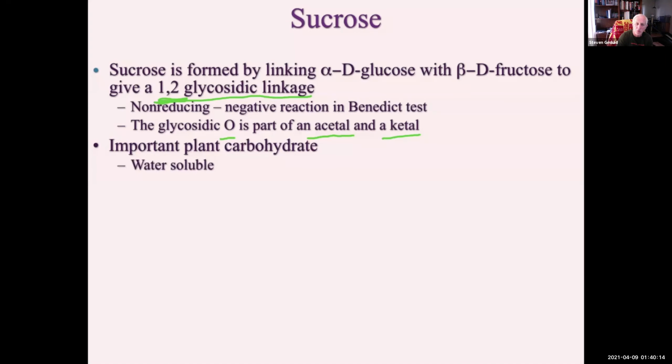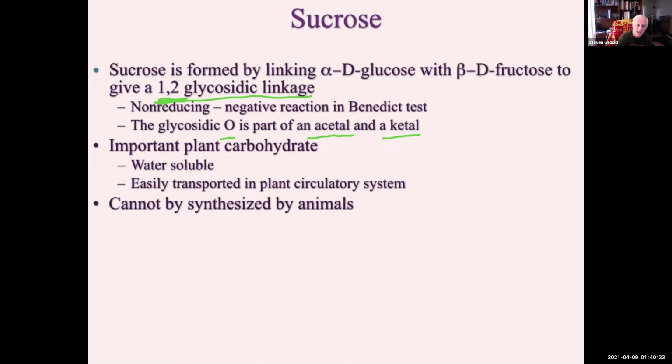Sucrose is water soluble. Most sugars are water soluble. They have a lot of OH groups, a lot of polar groups on them. They're easily transported in the plant's circulatory system. The phloem and the xylem, the tubules in the plant, they're water soluble. They flow in that really easily. Sucrose cannot be synthesized by animals. We cannot make sucrose.